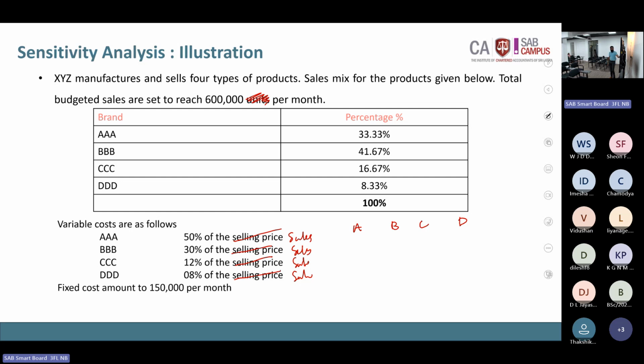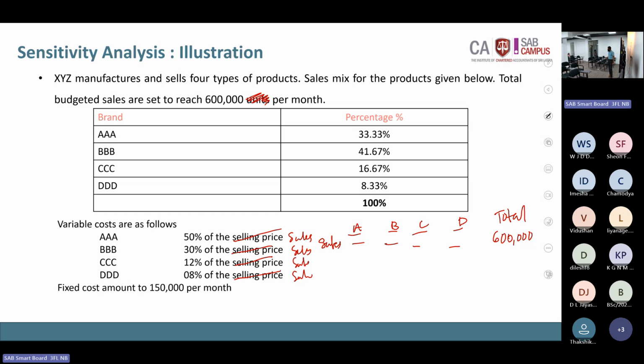Then what you have to do is the total amount they have provided. Right? So this is the total sales. Total sales you can put here 600,000. Then this 600,000 you have to divide among these 4 products according to these percentages.